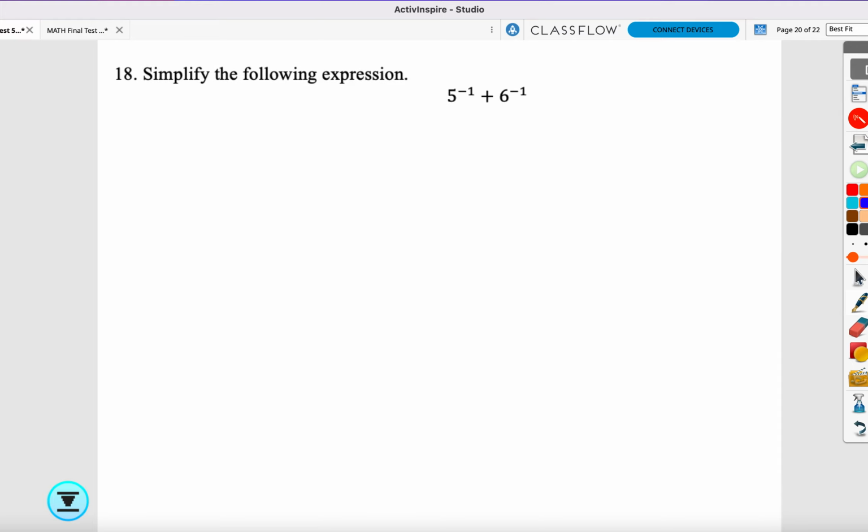You're doing great. Simplify the expression. So here we have 5 to the negative 1, which is just 1 over 5 to the 1, which is just 1 over 5, plus 1 over 6. We have to add the same fractions, so let's go ahead and get the same denominator. So we know 5 and 6, the LCD is 30.